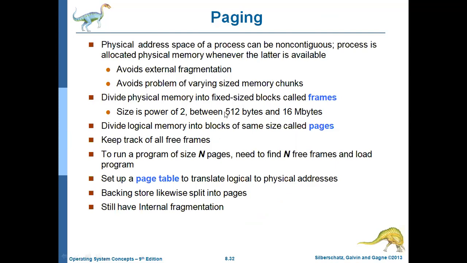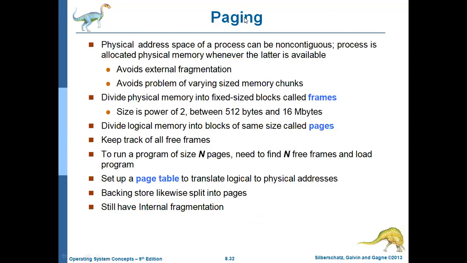What do you mean by paging now? Paging is nothing but, keep in mind, something wherein the physical address space of a process can be non-contiguous. The process is allocated physical memory whenever the latter is available. As soon as the physical memory is available, the process is allocated that particular working structure. That's why we say the physical address space of a process can be non-contiguous.